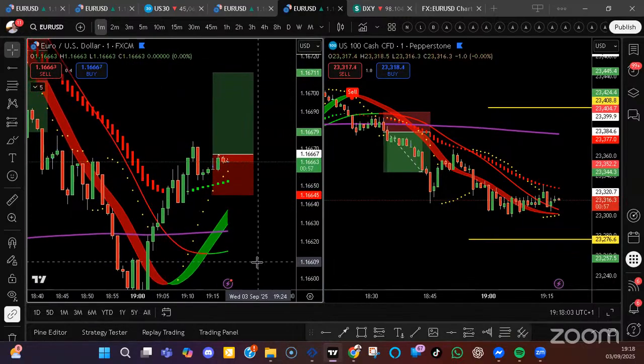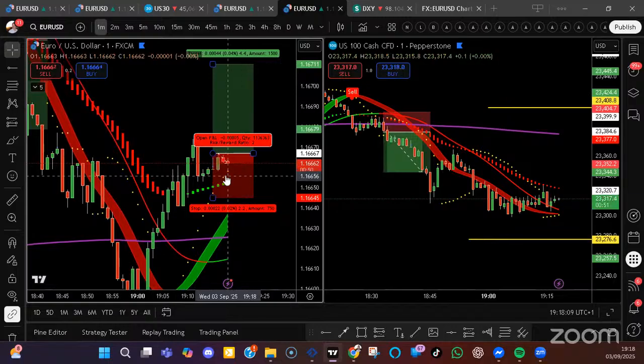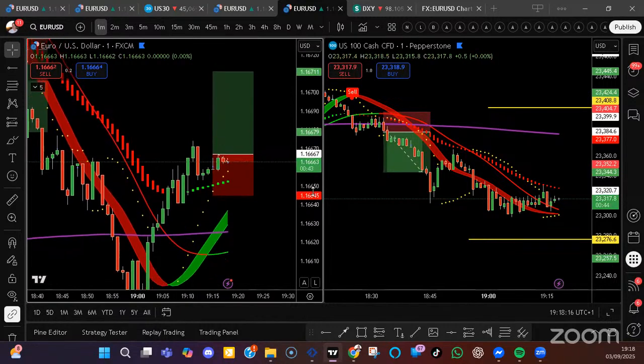Actually, that is an ideal situation at the moment because you might not be in that trade yet because your 2.2 pips is there. Maybe, I don't know, it's debatable, but we'll see.